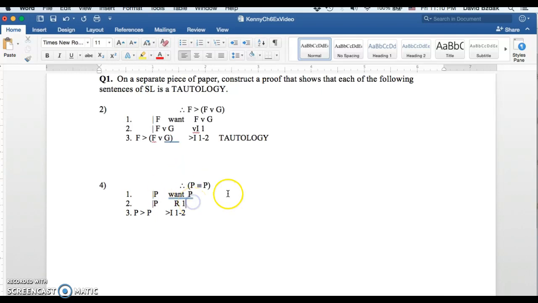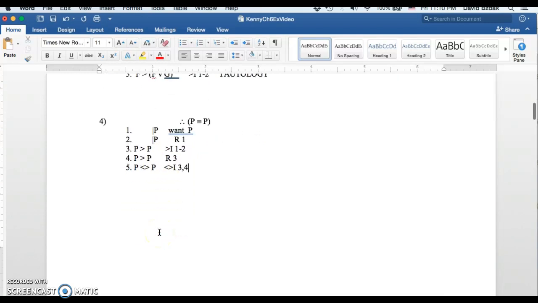Now, since a biconditional is a conjunction of two conditionals, we do need to get the other conditional, P conditional P, but we can get that by reiteration of 3. And so now we can get P biconditional P by biconditional introduction of 3 and 4. It's a little weird because the antecedent and consequent are the same there, and so the two conditionals that make up the biconditional are the same. But you have to have both of them. That's why I did both lines 3 and 4.